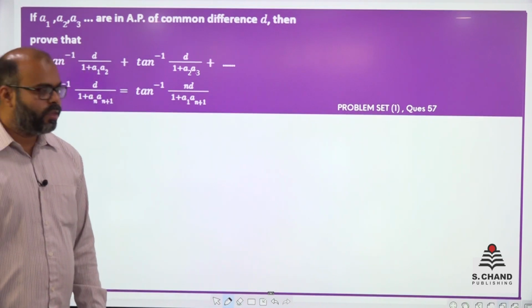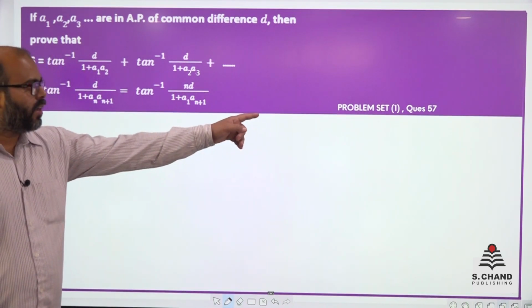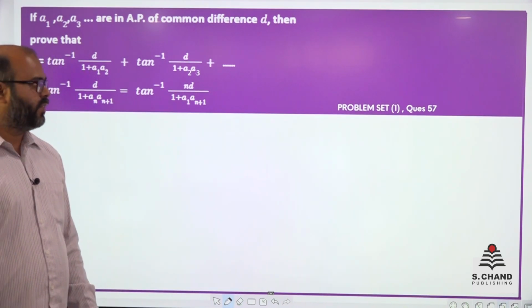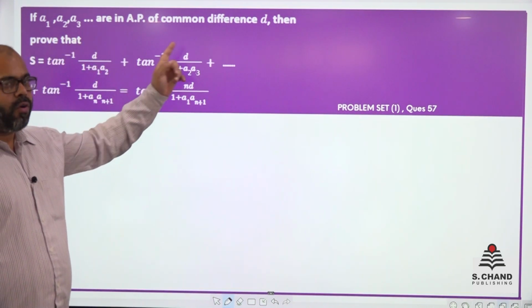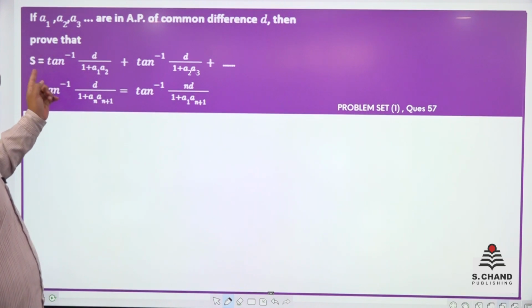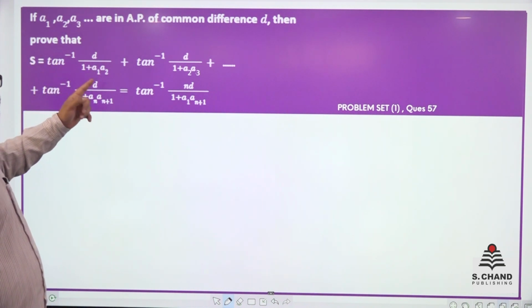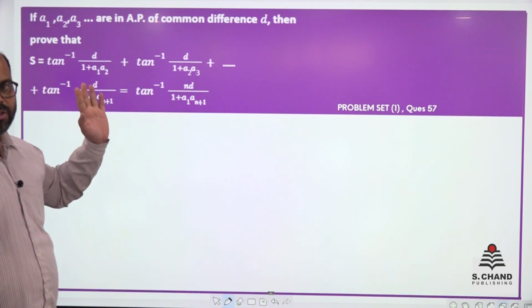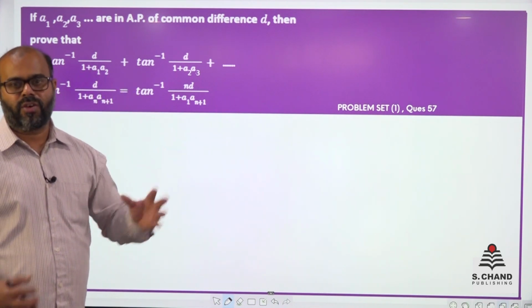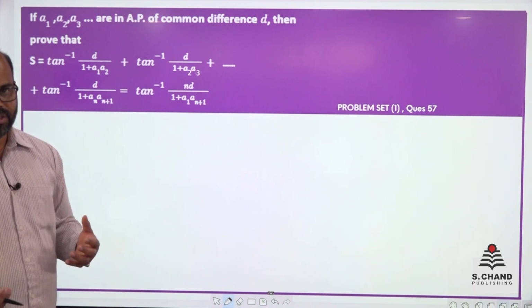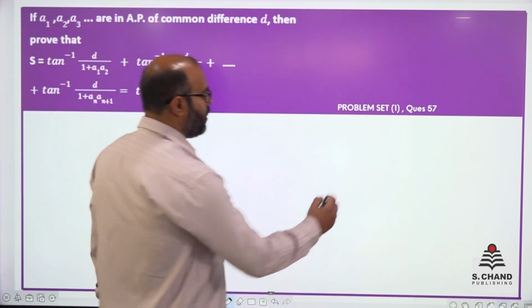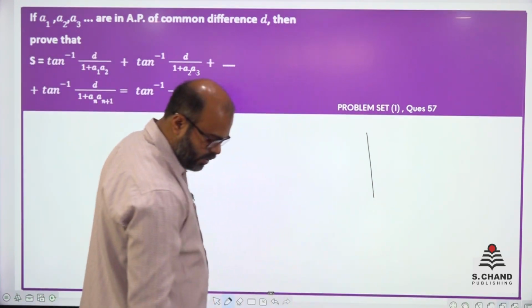Now let us move on to the next question of the book. I have taken problem set 1, question number 57. So if A1, A2, A3 are in AP of common difference D, then prove that the sum is equal to, like this, is equal to this. So it is a sort of inverse trigonometric function also involved here, and you have to see the cross reference. So what is the cross referencing? That is a formula of inverse trigonometric function.